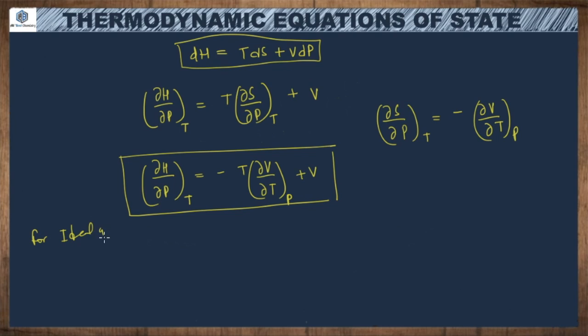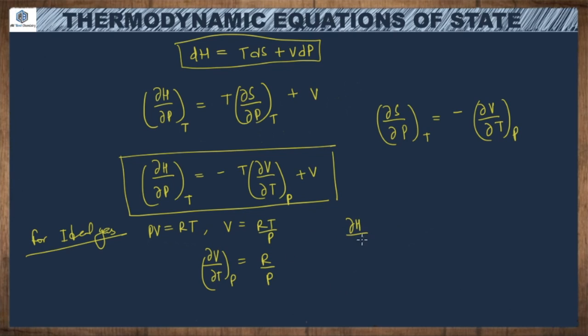For an ideal gas, we have PV = nRT. So PV = RT, or you can write V = RT/P. You can just substitute and find the value of del V by del T at constant P. If I do that, del V by del T at constant P will be equal to R by P, because differentiation of T is going to be 1 and P is taken as constant. So you can substitute it over here.